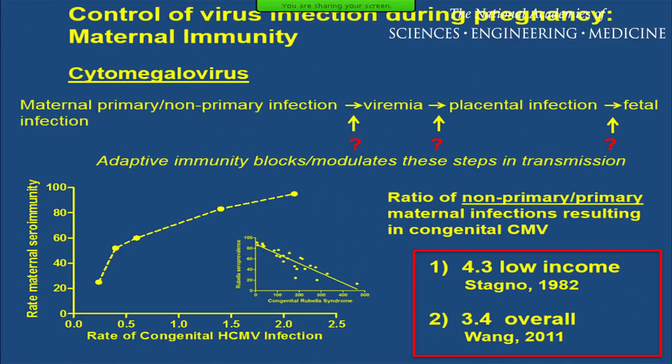Next slide, please. In contrast, cytomegalovirus has a much more complex epidemiology. Maternal immunity is clearly important because we know that in women who have a depressed immune system, such as women with uncontrolled HIV infections, the incidence of congenital infection in their offspring is much higher. However, we don't know how adaptive immunity works. There have been reports of adaptive immunity interfering with viremia and with placental infection and with fetal infection. However, none of these have been shown to completely block the transmission of this virus to the fetus.